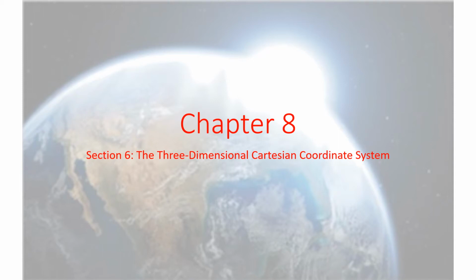Welcome back to section 6 of chapter 8. In this one, we're going to look at the three-dimensional Cartesian coordinate system. So our Cartesian system is just our normal graphing system. We're looking at it in 3 dimensions, which is why I changed the background for this one, because in this unit, we're going to be in space.